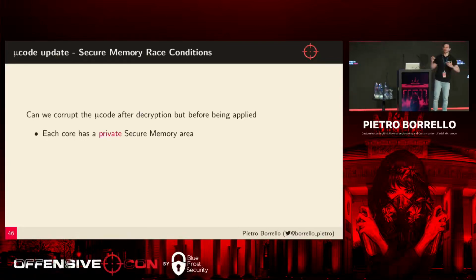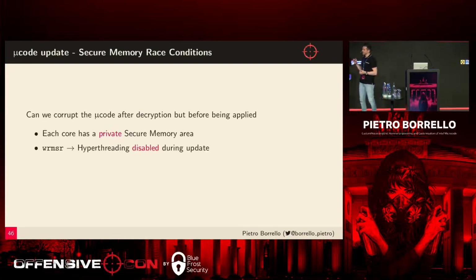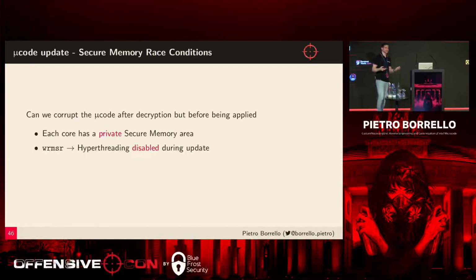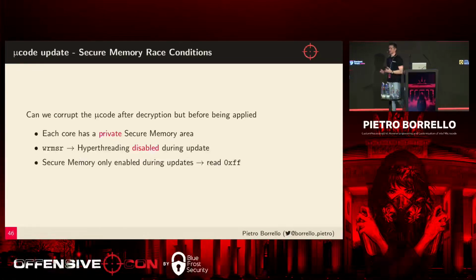And then you may think, okay, we can maybe use hyperthreading to corrupt the memory while we are updating the algorithm. But the fact that the trigger of the microcode update is a write MSR disables the hyperthreading. So we are not able to execute something in parallel to corrupt that memory. And also, since this is dynamically enabled and disabled, if you try to dump it just after a microcode update, it will be disabled and you will just dump a bunch of Fs, as I showed you. But we can try to have some smarter attacks.